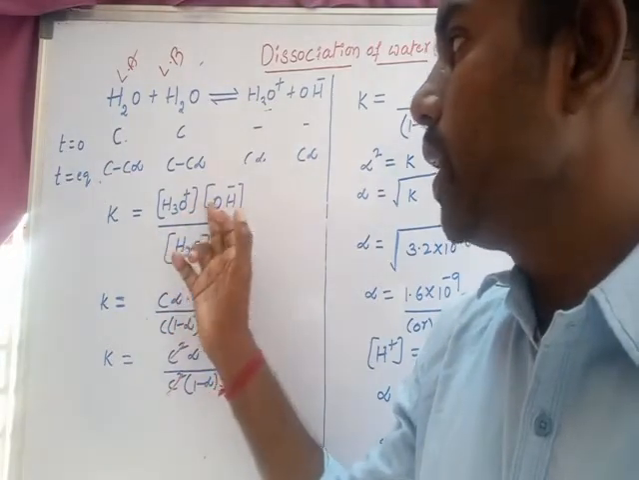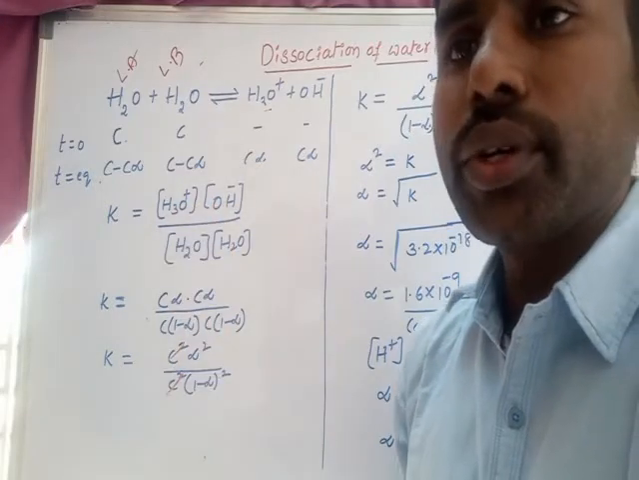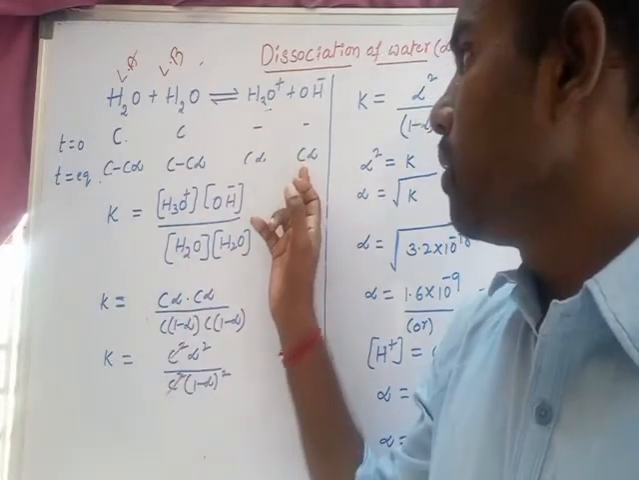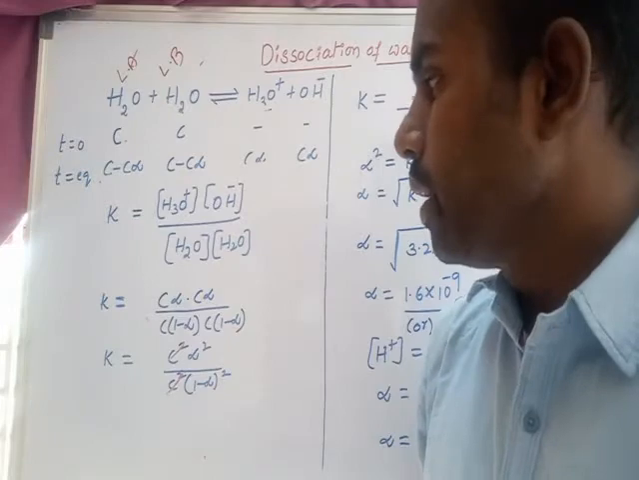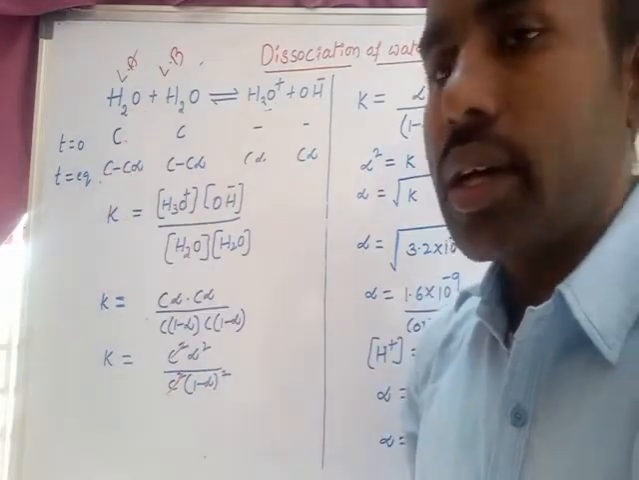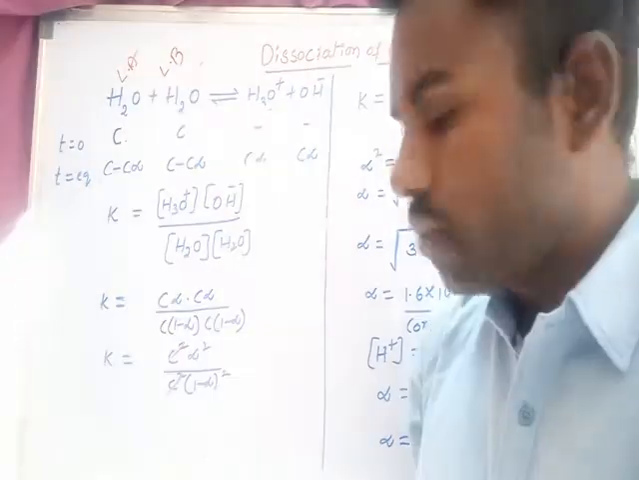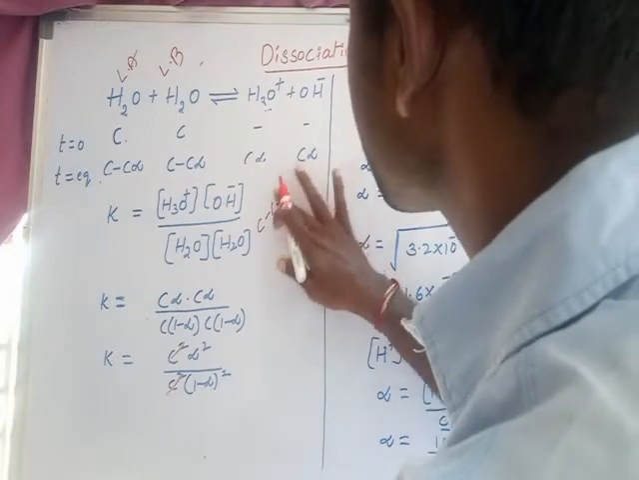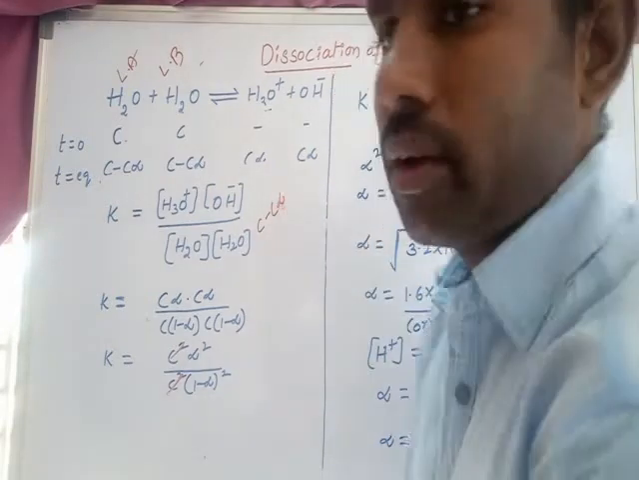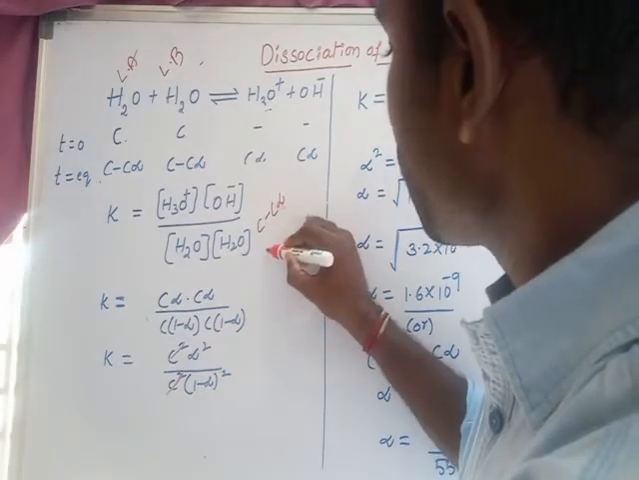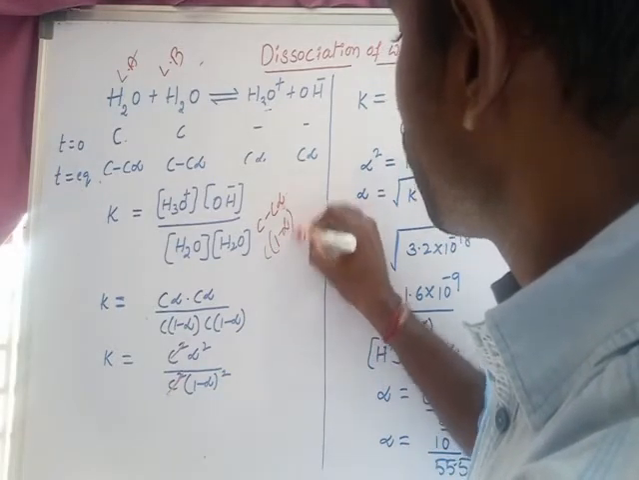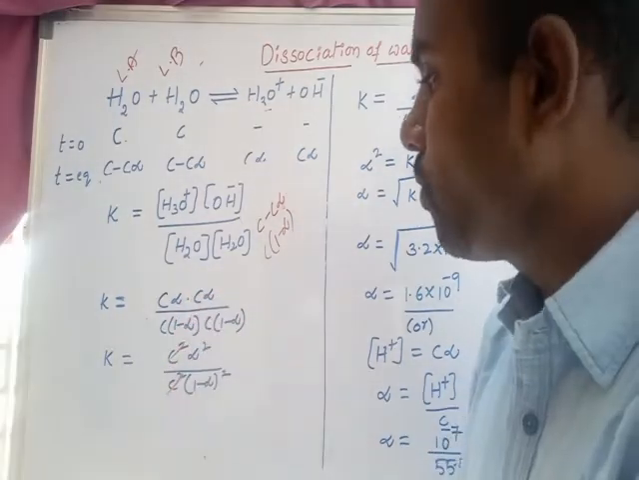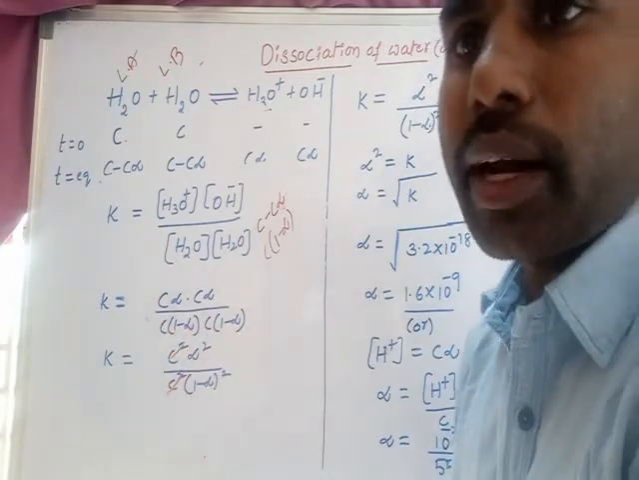Next, substitute the concentration terms. At equilibrium, the concentration of H3O+ is C alpha, the concentration of OH- is C alpha, and the concentration of H2O is C minus C alpha. Taking C common, that is C into 1 minus alpha. So K equals C alpha into C alpha divided by C into 1 minus alpha into C into 1 minus alpha.